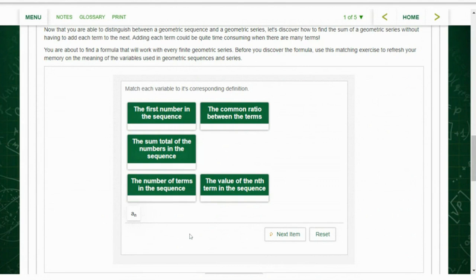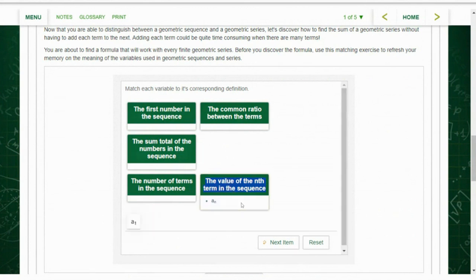A sub n. Is that the first number in the sequence? No, a sub n is not the first number in the sequence. It's not the sum. If it's the sum, remember it's an s sub n. S sub n is the sum. A sub n, is that the number of terms? No, that's not the number of terms. Is that the common ratio? It's definitely not the common ratio. That must be the value of the nth term. A sub n. So if n is 8, then that's the 8th term, a sub 8.